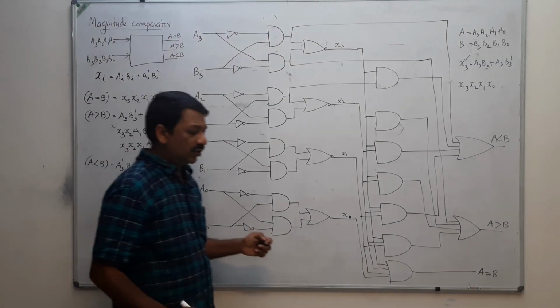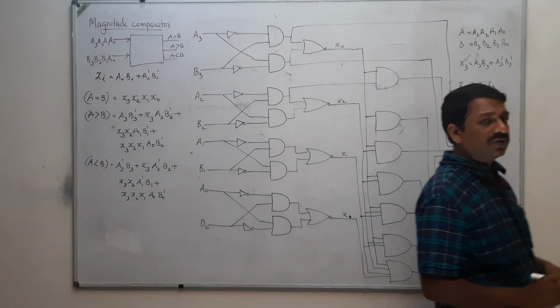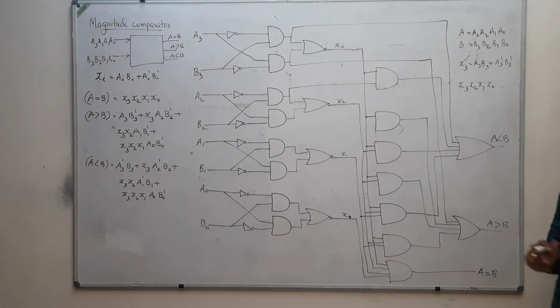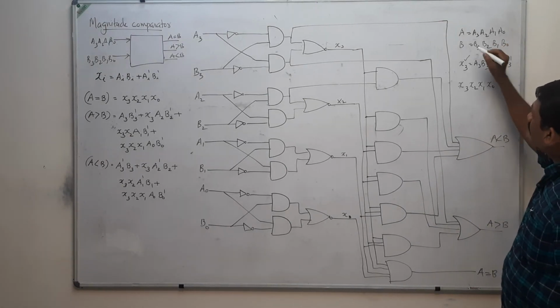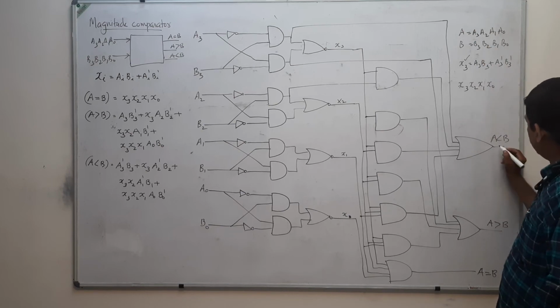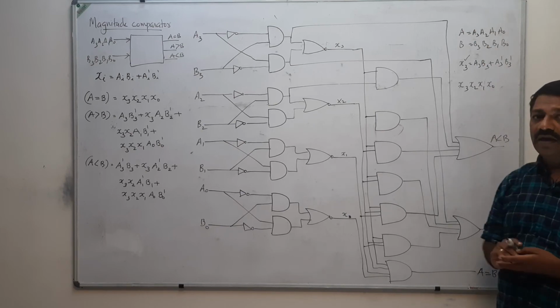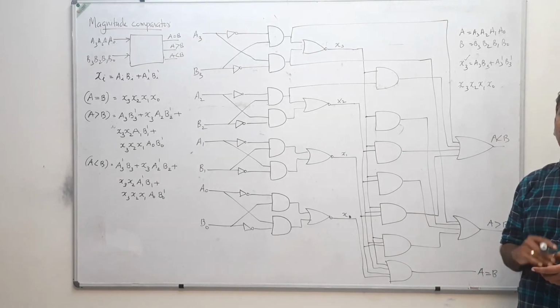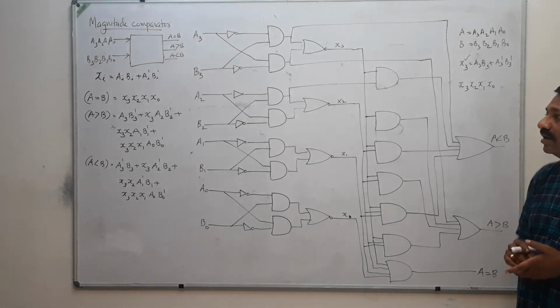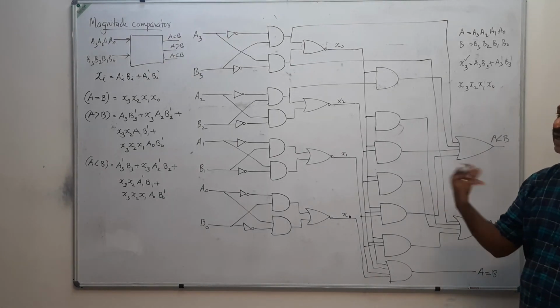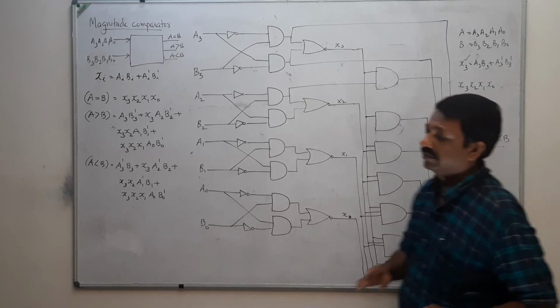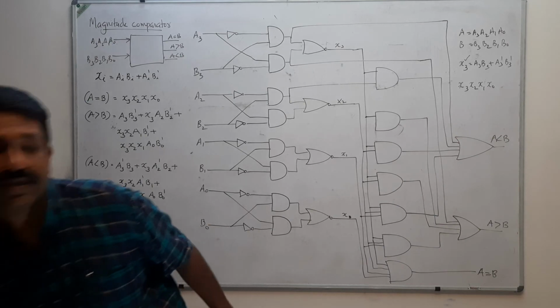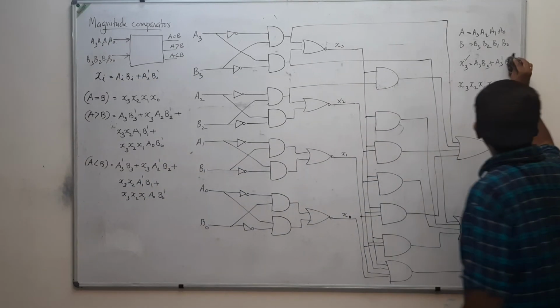Now, if A and B are not equal, then what will happen? Either A is less than B or A is greater than B. Now we are going to check whether A is greater than B. If A is greater than B, what will happen?